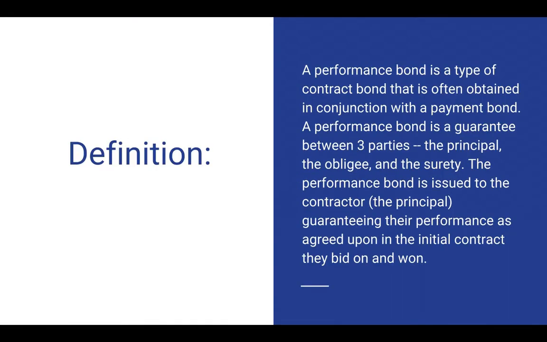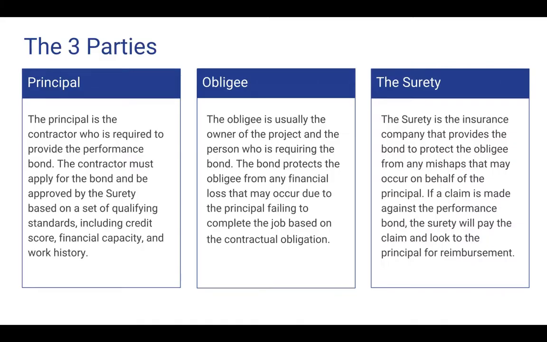A performance bond is a type of contract bond that is often obtained in conjunction with a payment bond. A performance bond is a guarantee between three parties: the principal, the obligee, and the surety. The performance bond is issued to the contractor, the principal, guaranteeing their performance as agreed upon in the initial contract they bid on and won.